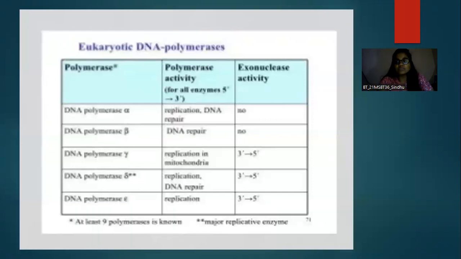As I told you earlier, there are different types of DNA polymerase in eukaryotes. There are 5 main types of DNA polymerase in eukaryotes. The first one is DNA polymerase alpha. It helps in DNA replication and DNA repair.